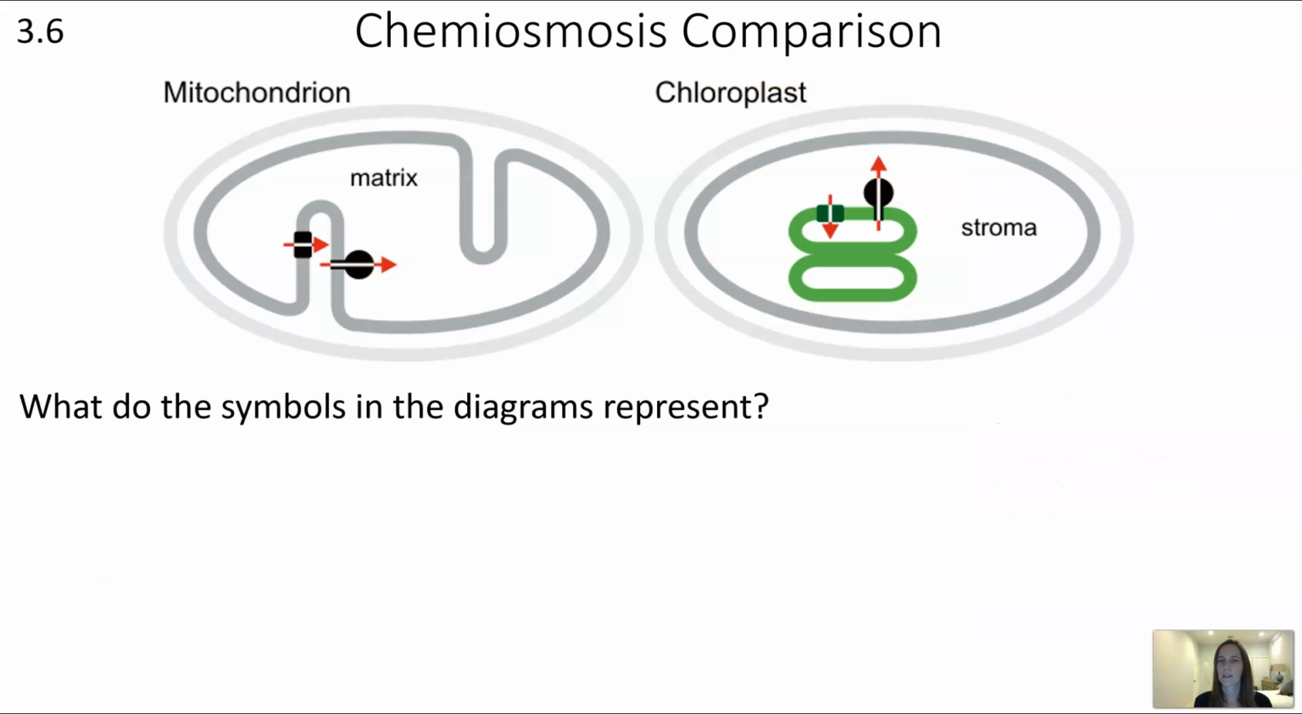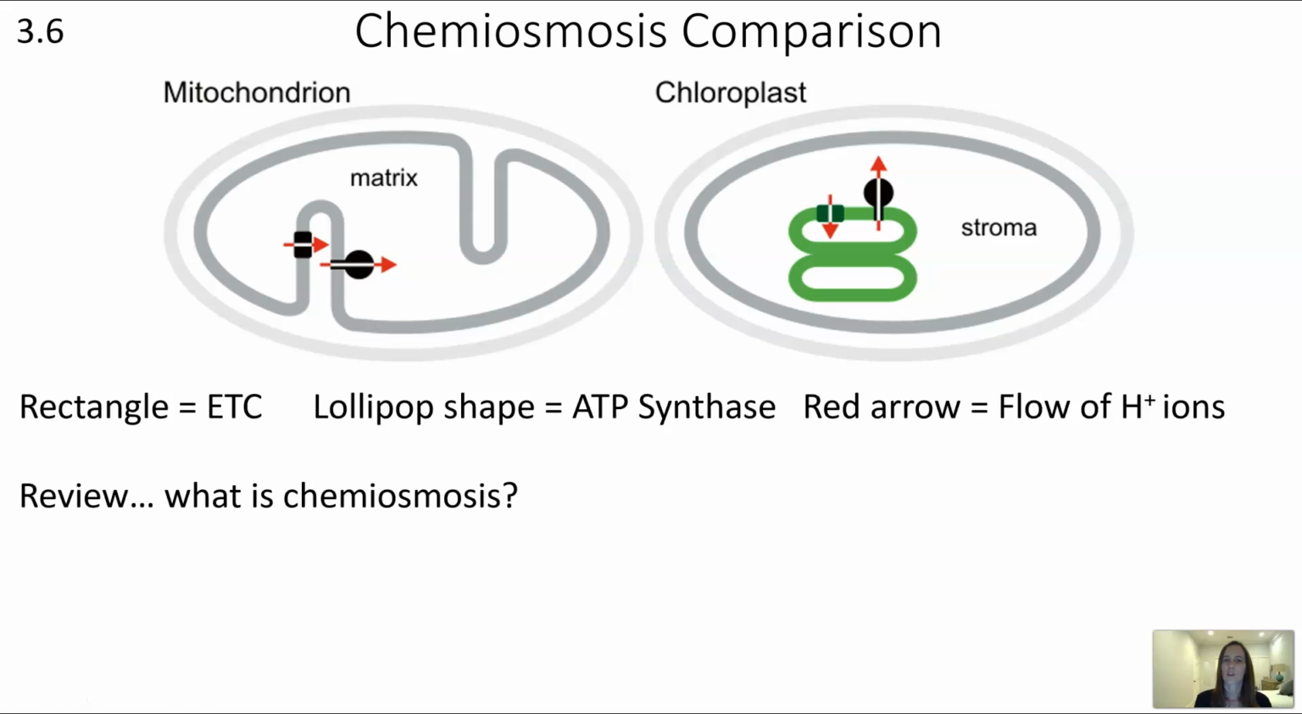So to continue this comparison, let's look at a side-by-side, really simplified diagram of a mitochondrion and a chloroplast. See if you can figure out what these symbols represent in the diagram. The rectangle shown as part of the membrane represents the ETC, and that lollipop shape there is ATP synthase. That's that enzyme that uses the gradient to produce ATP. And the red arrows are showing the flow of those hydrogen ions.